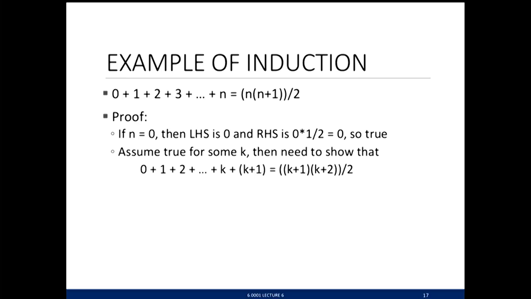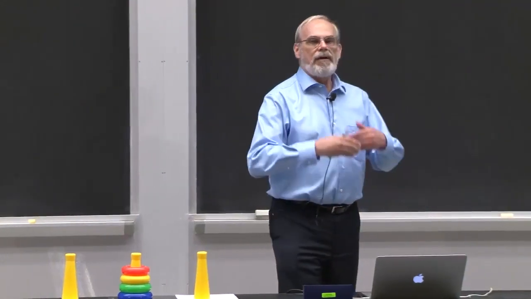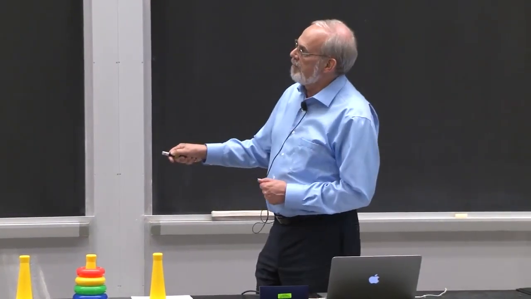I'm going to assume it's true for some k. I should have picked n, but for some k. And then what I need to show is it's true for k plus 1. There's the left-hand side, and I want to show that this is equal to that. And I'm going to do it by using exactly this recursive idea, because what do I know?